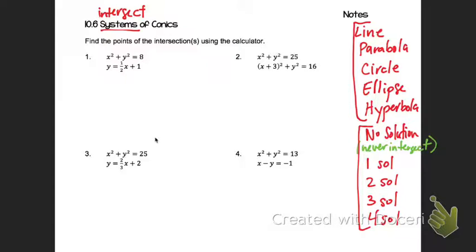This will be in the non-calculator portion of your test because it would be really easy to just type it in your calculator and get an answer. But I want to show you what that looks like and be able to identify what it looks like when you have 2 solutions or 3 solutions or 4.